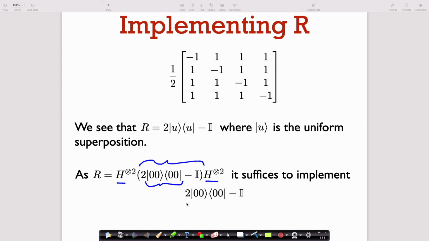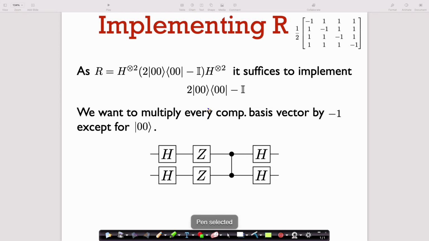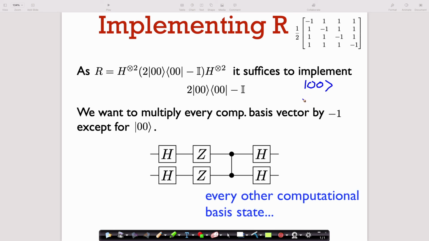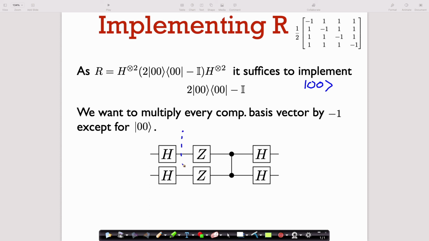So let's think about how we can implement that. To implement this, what do we want to do? Well, we want to leave the 0, 0 state alone. We don't do anything to the 0, 0 state, but every other state we want to multiply by a phase of -1. So let's ignore these Hadamards here, so that's just this part of the circuit, and let's focus on this part. Again, we want to multiply every computational basis vector by -1 except for 0, 0.